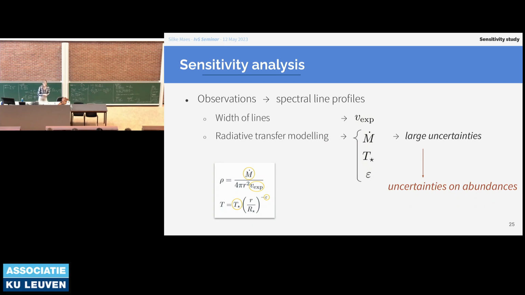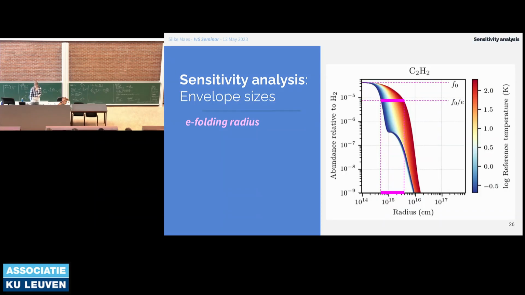But the most important thing is, from all of these observations, we also retrieve some abundances for specific species. But if parameters like the mass loss rate already have large uncertainties, the abundances will also have large uncertainties, but these are mainly unknown. And this is a gap I try to bridge here with this analysis. So how did I do this?